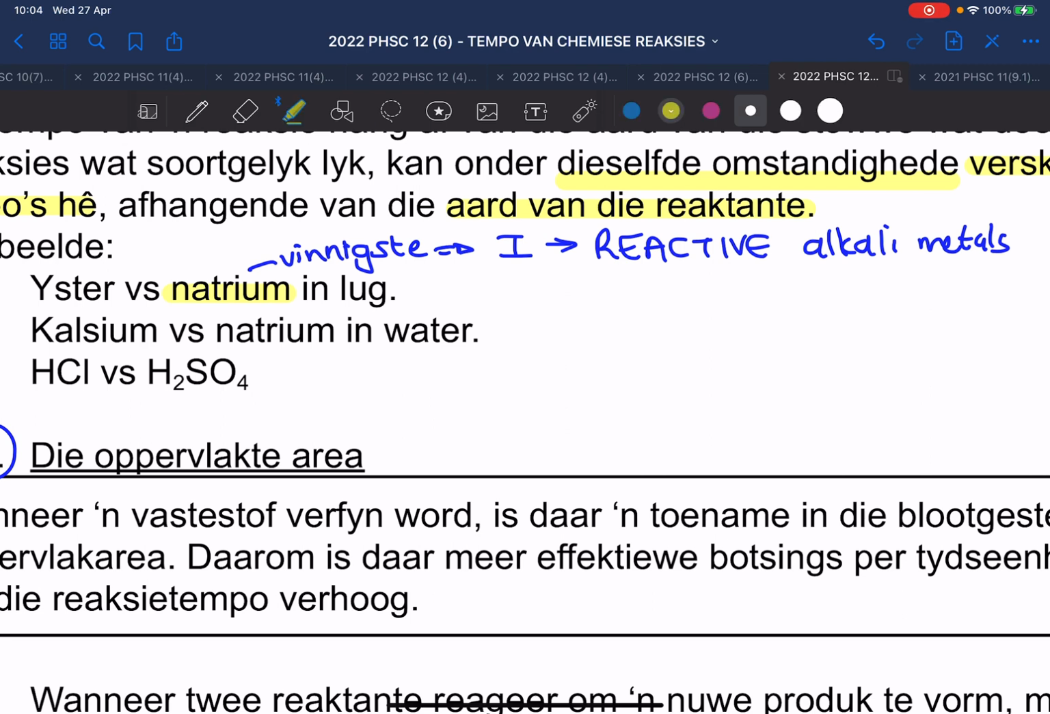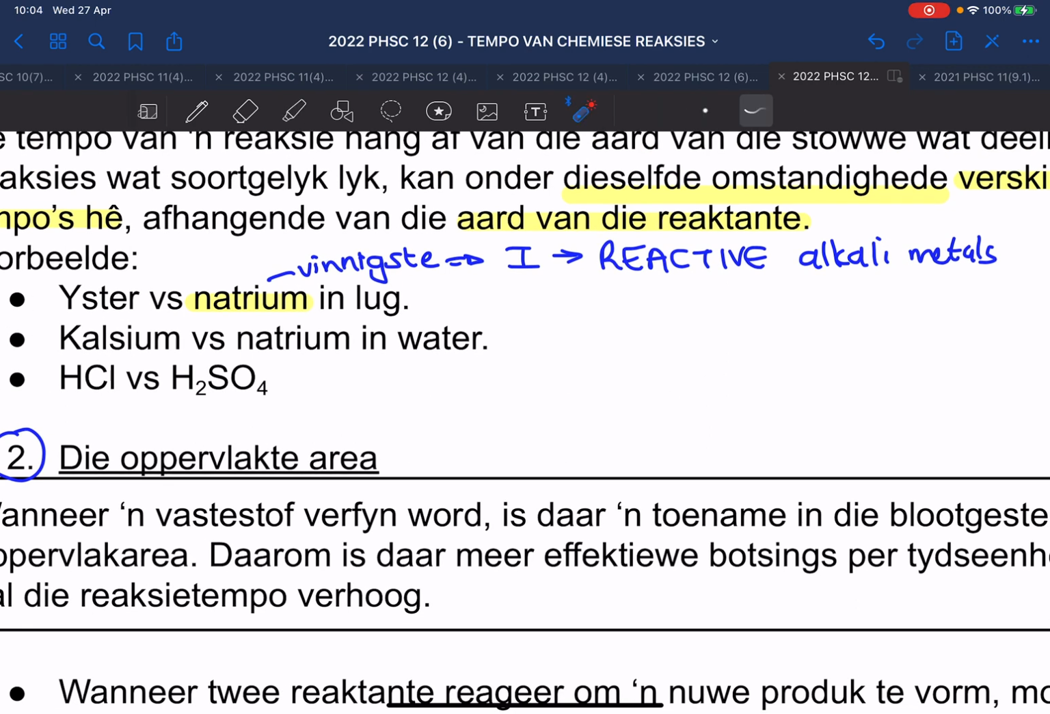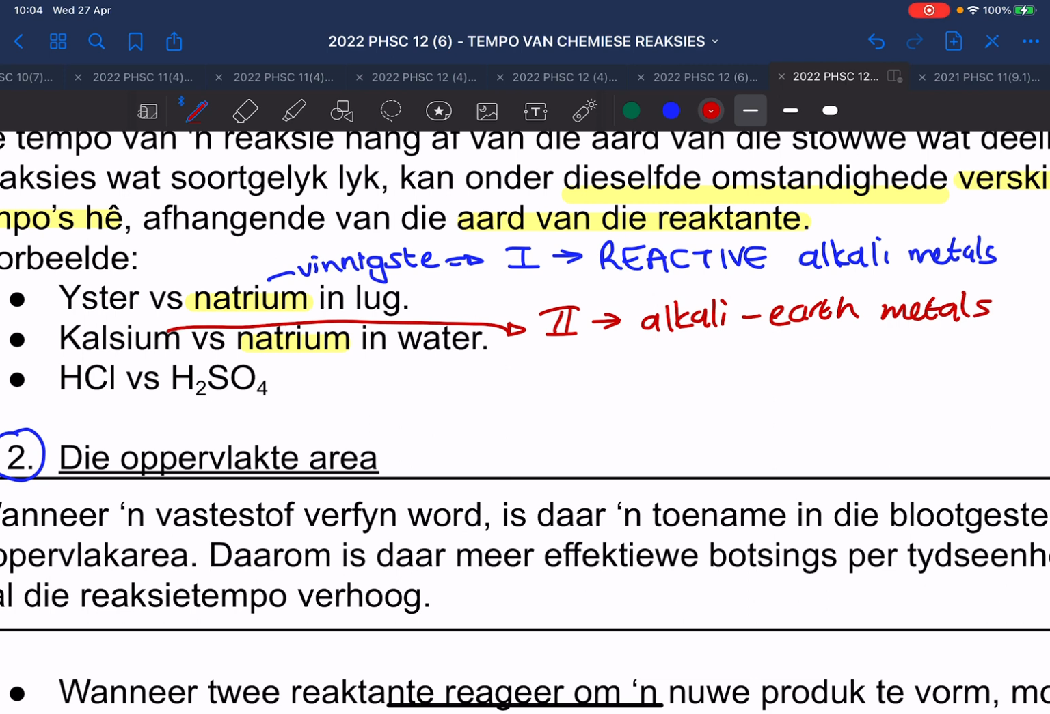Okay. Then if we look at calcium teenoor natrium, weer eens, watter een gaan vinniger reageer? Sodium. Because it's in group 1. Where is calcium? Calcium is in group 2. Group 2 is also called alkali metals, but it's called not reactive. It's called alkali earth metals. Alkali aardmetale.